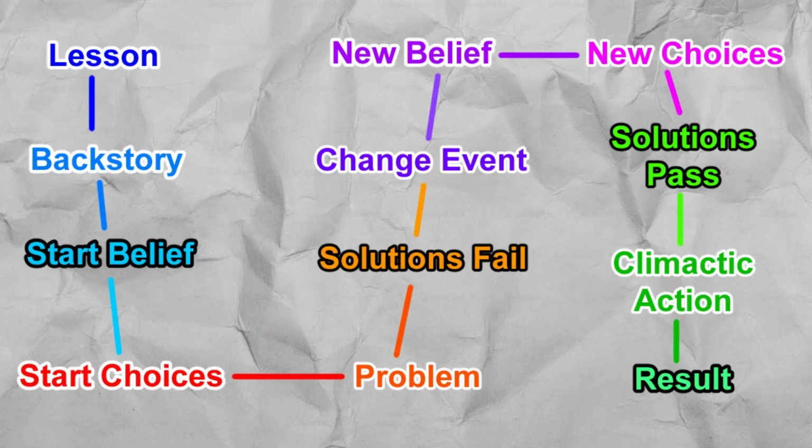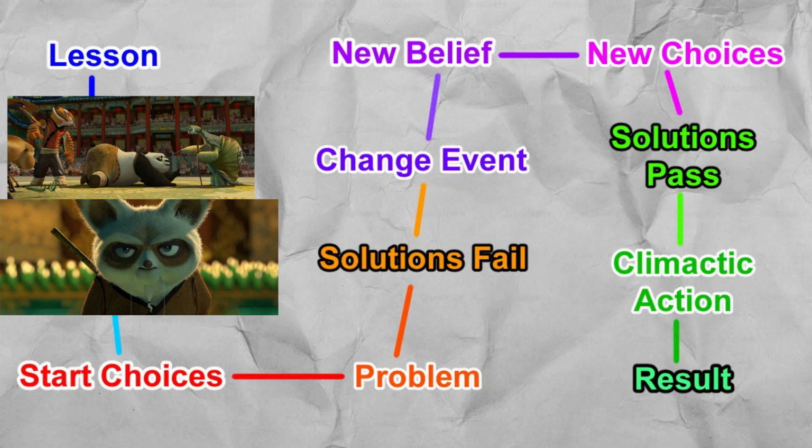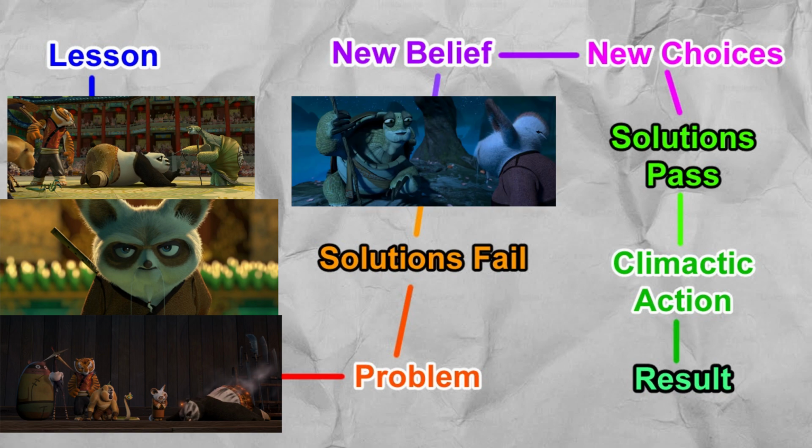Finally, Kung Fu Panda uses the change diagram. The backstory is that Po is accidentally chosen as a dragon warrior when he has no fighting skills. Because of this accident, Shifu doesn't believe in Po and tries to bully him out of the dojo. Even Po doesn't believe in himself. The change event is when Oogway gives Shifu the advice of believing in Po.